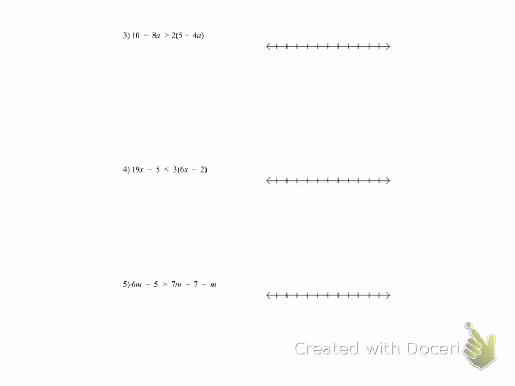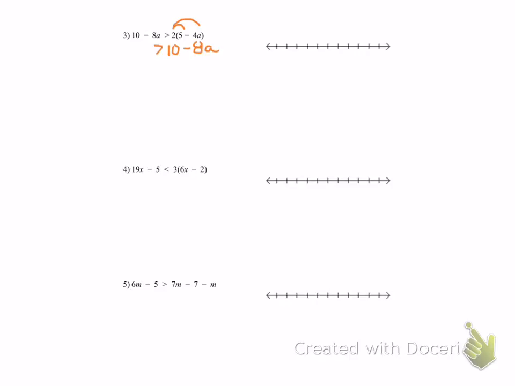So let's go ahead and look at number 3. When we do this one, we can see that it's got some parentheses, so that means we're going to do some distributing. Let's distribute this 2 through. Remember, we've got 2 times 5, that gives me a 10. And then I have 2 times negative 4a, which is a negative 8a.